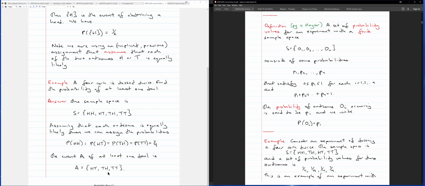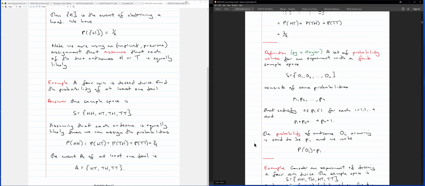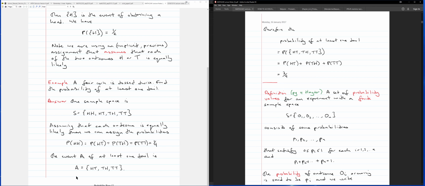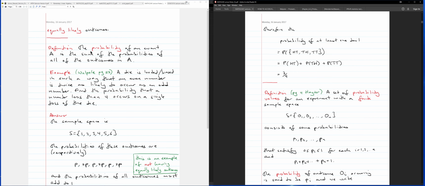To get the probability of this event, you add the probabilities for each of these outcomes. So the probability of this event, which is head tail, tail head, and tail tail, is a quarter here, a quarter here, and a quarter here, giving 3/4. A little more formally, the probability of an event, where the event has a finite number of elements, is defined as follows.